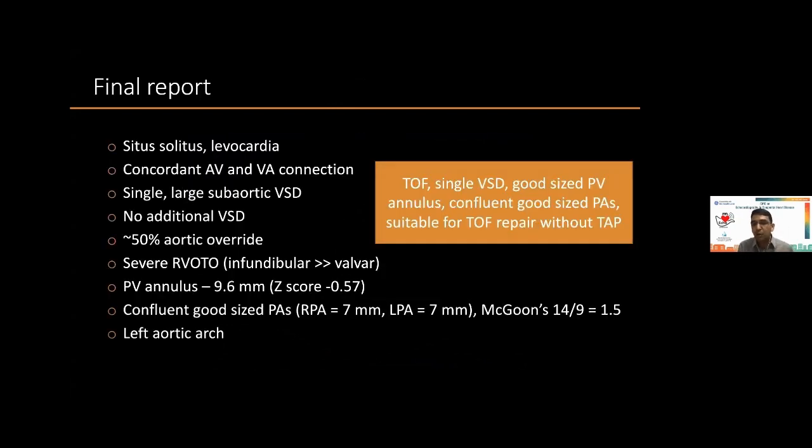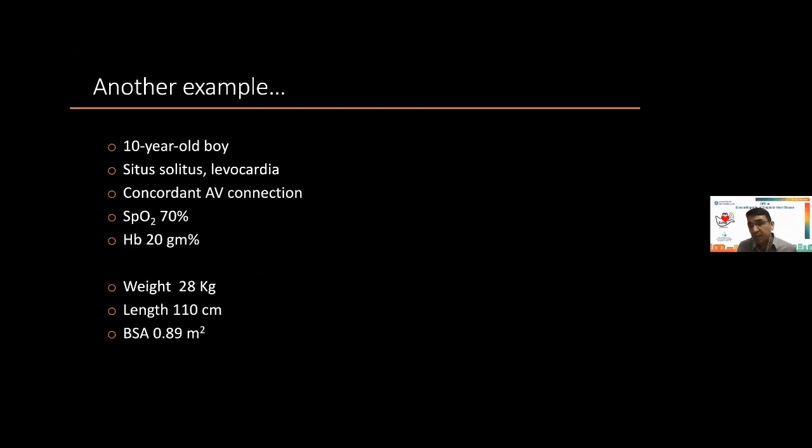So the final report that we would give is situs solitus, levocardia, concordant connection, single VSD, no additional VSD, aortic override, pulmonary valve annulus Z-score is good, good size pulmonary arteries. So this patient is suitable for TOF repair without transannular patch. Let's come to another example.